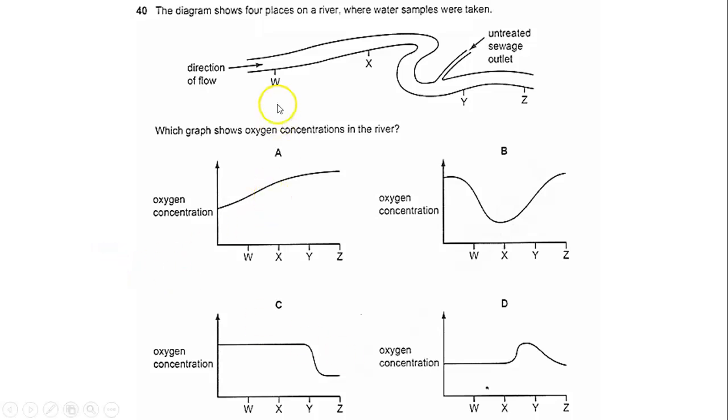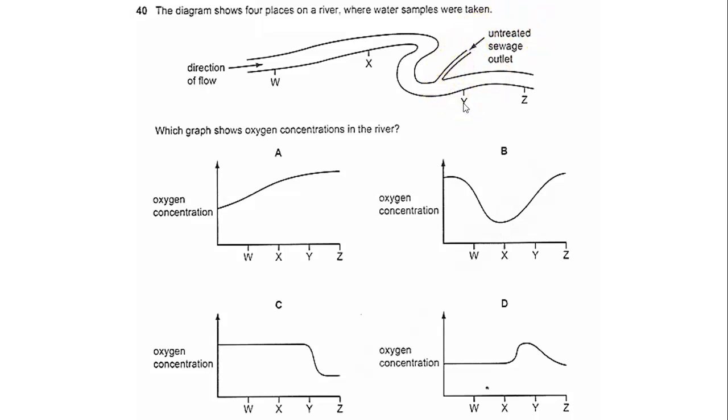The diagram shows 4 places on a river where the water samples were taken. So here we go: W, X, Y, and Z. These are the 4 areas where we took samples of water. Which graph shows oxygen concentration in the river? So, if you take a look at each graph, at point W, the oxygen was here, X, it was increasing, Y, increasing. If you look here at the diagram, untreated sewage water entered this water just before the point Y.